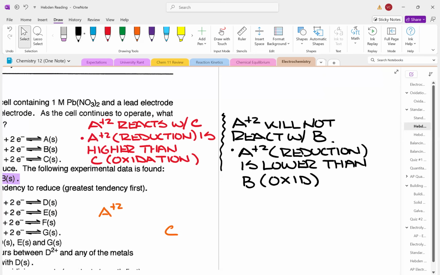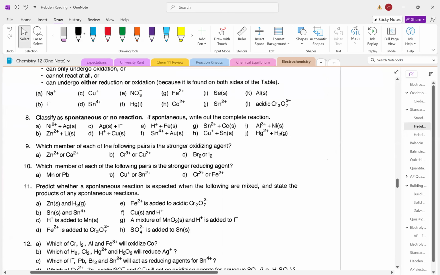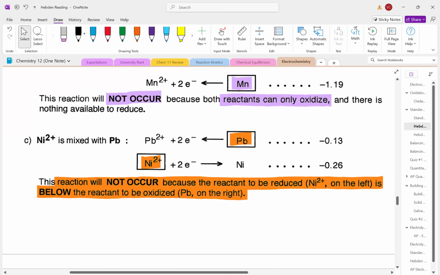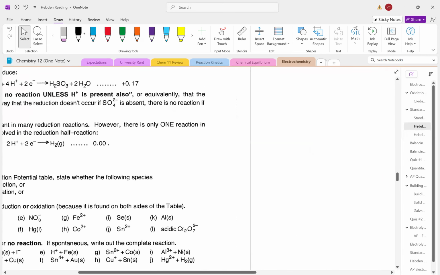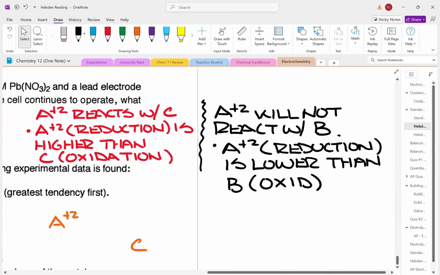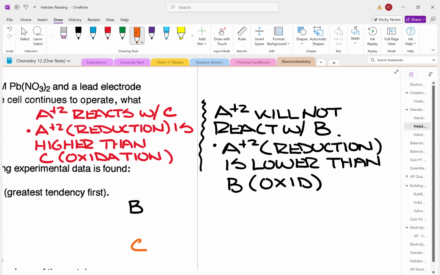Again, how did I know that? If you take a look at the example on page 198, here oxidation is higher up than reduction, so therefore no reaction. What I've highlighted here in orange is basically exactly the same as what I had done here in black. So if I take this information, I would put B up here because B is higher than A2+. I'm just going to spread it out a little bit more.